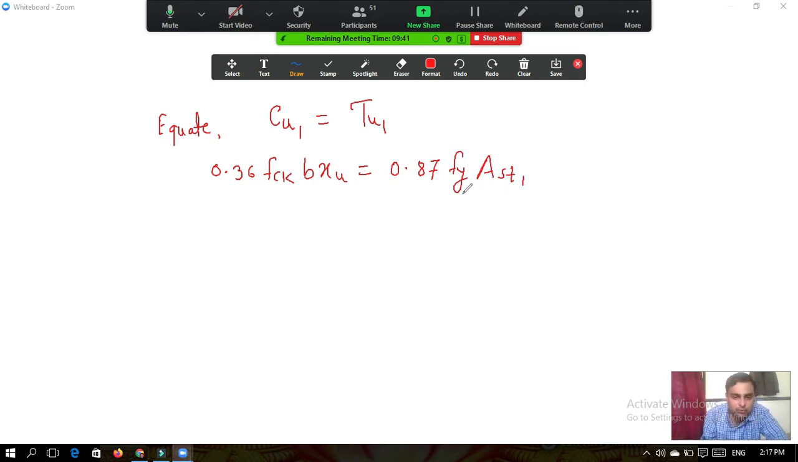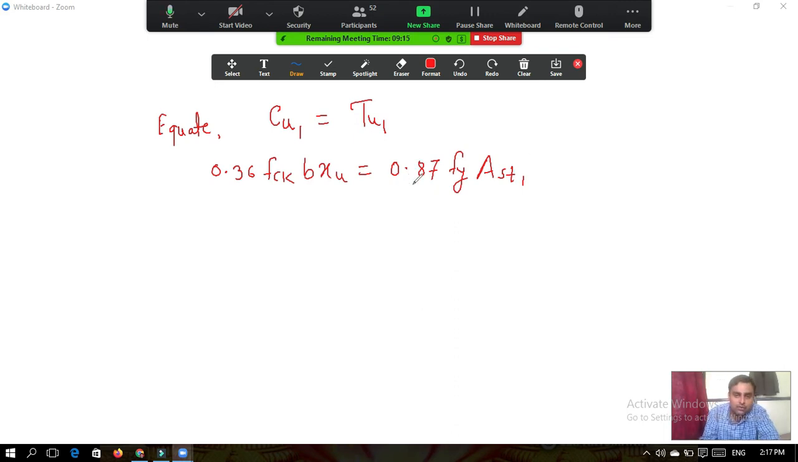So in this formula now we know all the values except this XU. So from this we can calculate the value of XU. Okay. मग आता तुम्हाला कळलं का AST1 ची व्हॅल्यू आपण का काढून घेतली? If before finding out the value of AST1, if we equate CU1 and TU1, then we will get two unknowns, that is XU and AST1. So we will not get anything out of this equation.